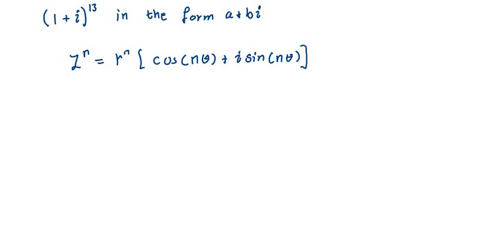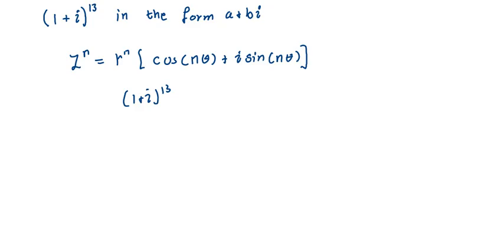Hi, so let's look at this interesting question that is very simple actually. We are given the complex number (1 + i)^13, and we're required to write it in the form a + bi, where of course a is the real number and b is the imaginary part.